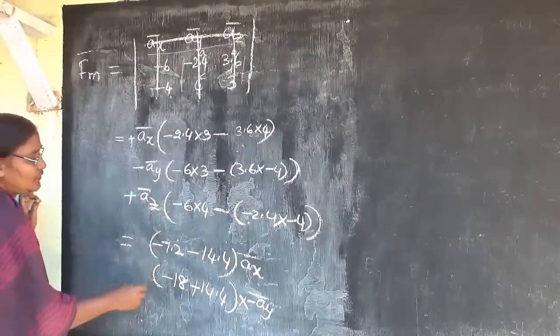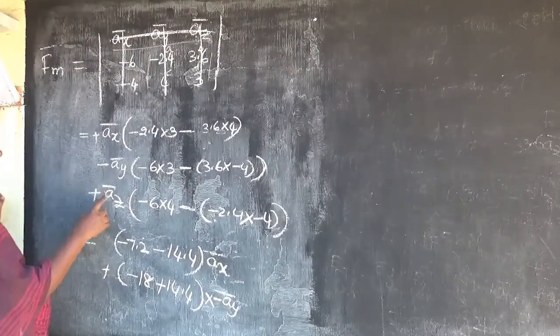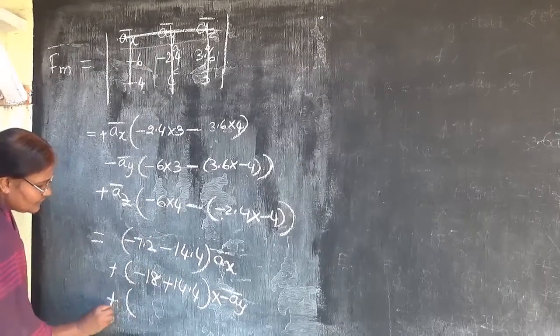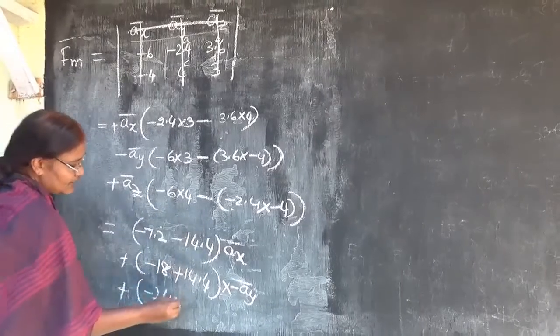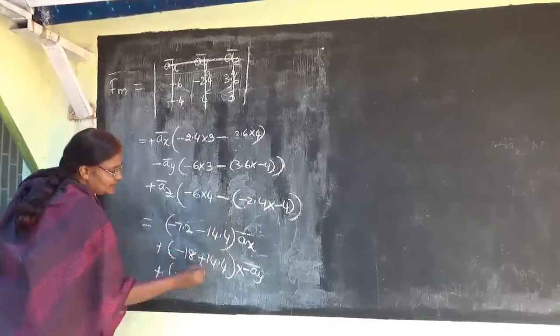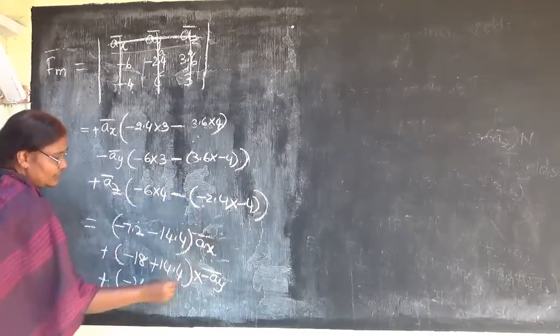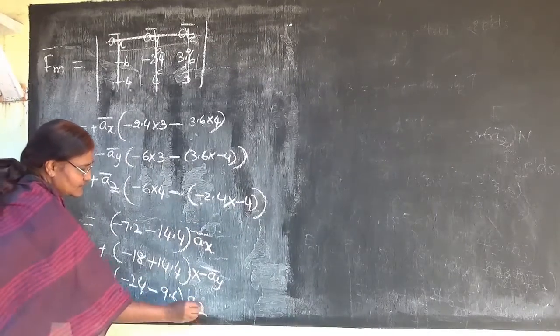And next, what we will get? Az bar. So minus 24 and minus into minus plus, plus into minus minus, minus 2.4 into 4 will be 9.6 into Az bar.